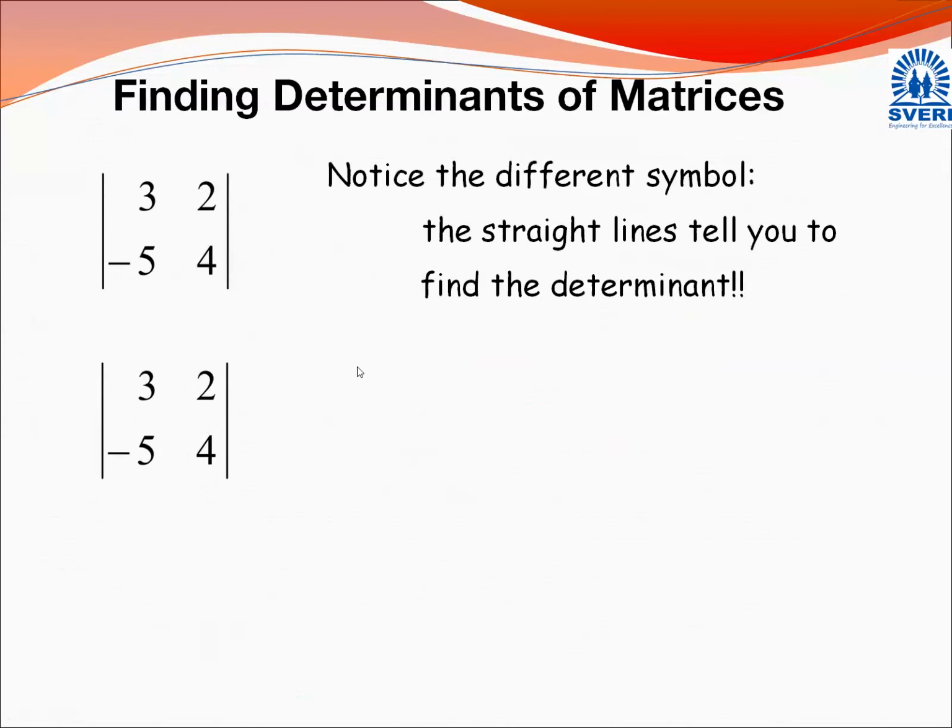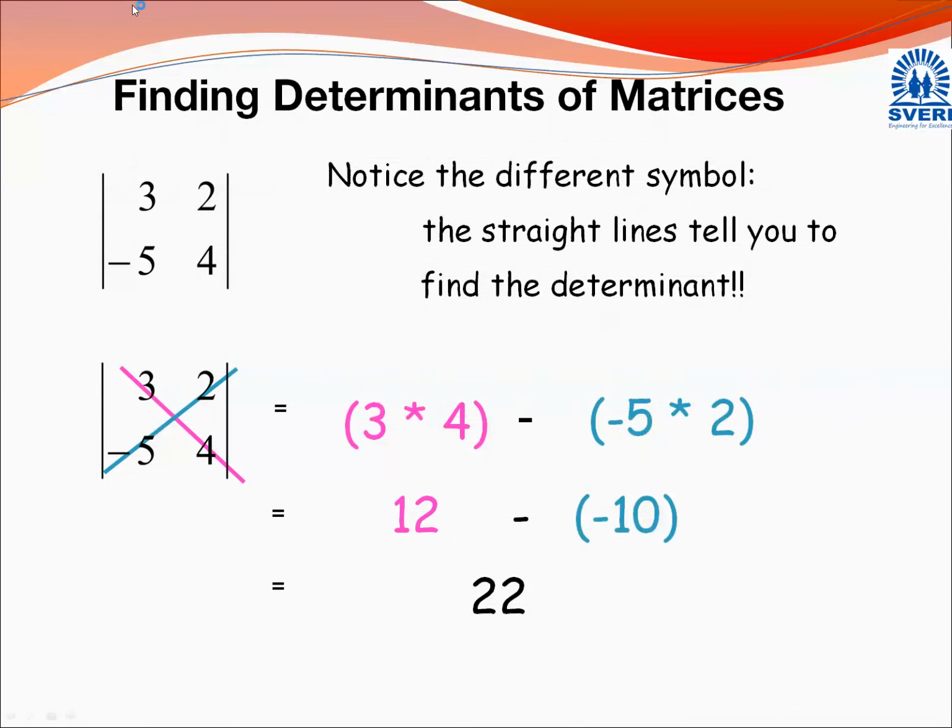Finding determinants. Here we have 3 2, minus 4 5 4, 3 2, minus 5 4. If you take the determinant of this matrix A, you get 4 into 3, 12, minus 5 into 2, plus 10, 12 plus 10, it will be 22. So the answer will be 22.